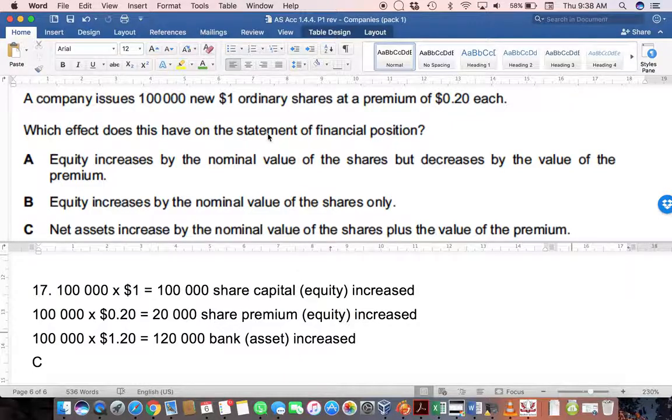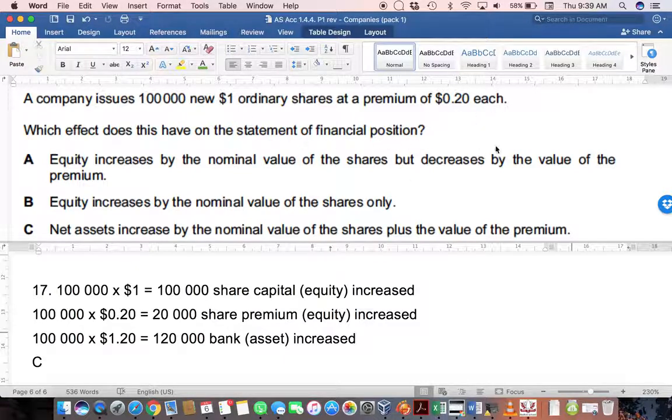Which effect does this have on the statement of financial position? Well, what I'd suggest you do is look at this transaction and decide what accounts are involved, and then of those accounts, what affects our statement of financial position, or how it affects it. What is going to happen over here is, firstly, you will have 100,000 times $1 going to your ordinary share capital account, and it will increase by that 100,000. Share capital is equity, and that obviously does affect your statement of financial position.